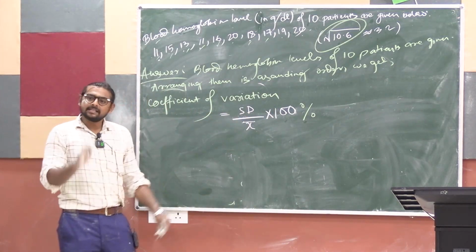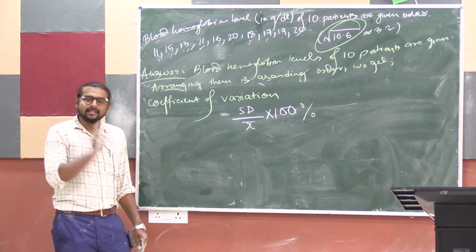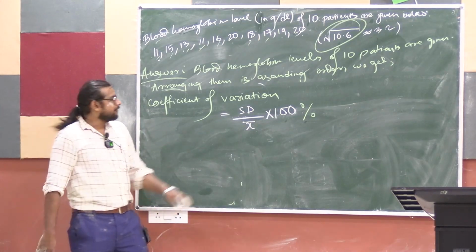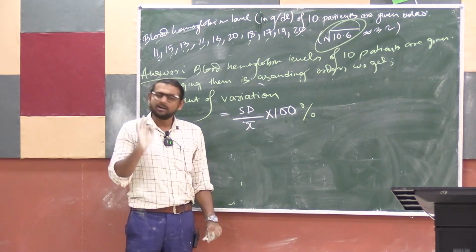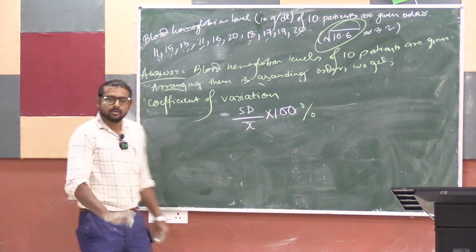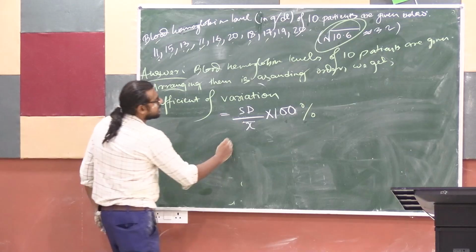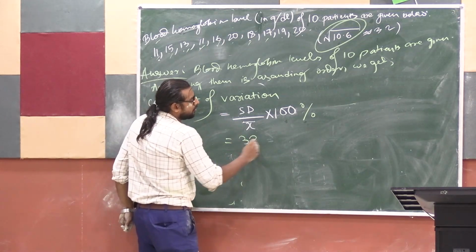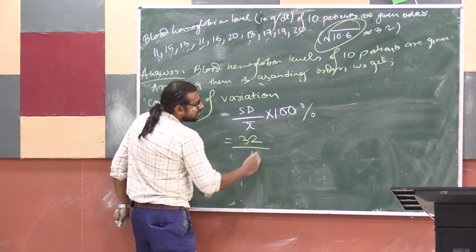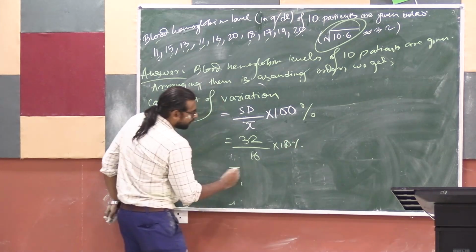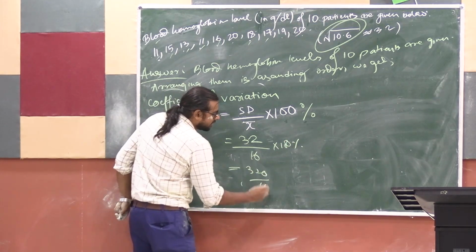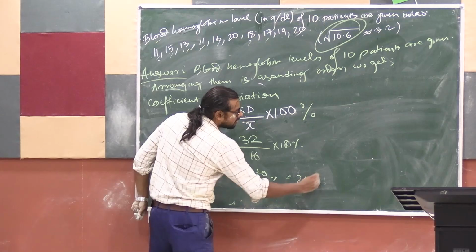100 দিয়ে গুণ করেছি মানে পার্সেন্টেজই ওটা, তো পার্সেন্টেজ সাইন আমায় দিতে হবে, না দিলে গন। And if you don't want to give the percentage sign, don't multiply by 100. But that is not recommended. Do this. So what is SD? 3.2. What was the mean? 16 into 100%. What does that turn out to be? 320 by 16%. What is that? Is 20%.